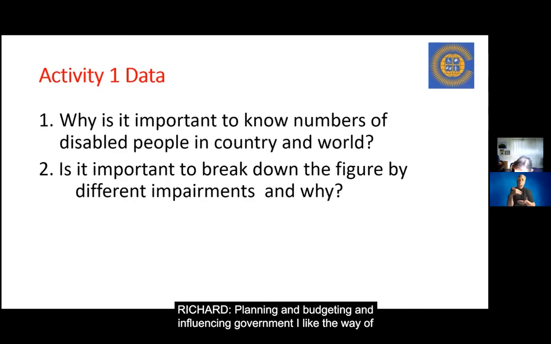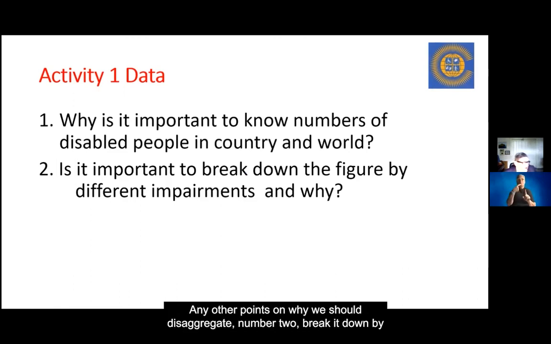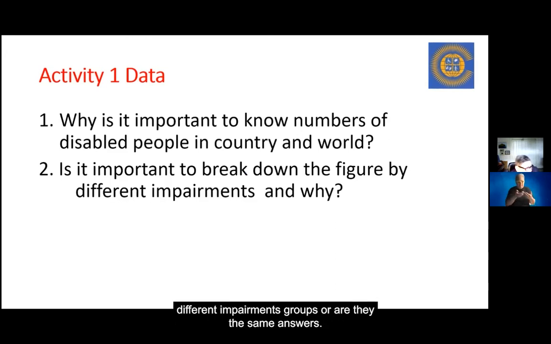Yeah. I like the point about as a way of creating equal opportunities and reasonable adjustments. So I think that's covered that. Are there any other points on why we should disaggregate? Number 2, break it down by different impairment groups, and are they the same answers that people are giving? Okay, I see a different answer here, Beth Terry. So people can recognize what a sizable proportion of disabled people in the world and support them as such.